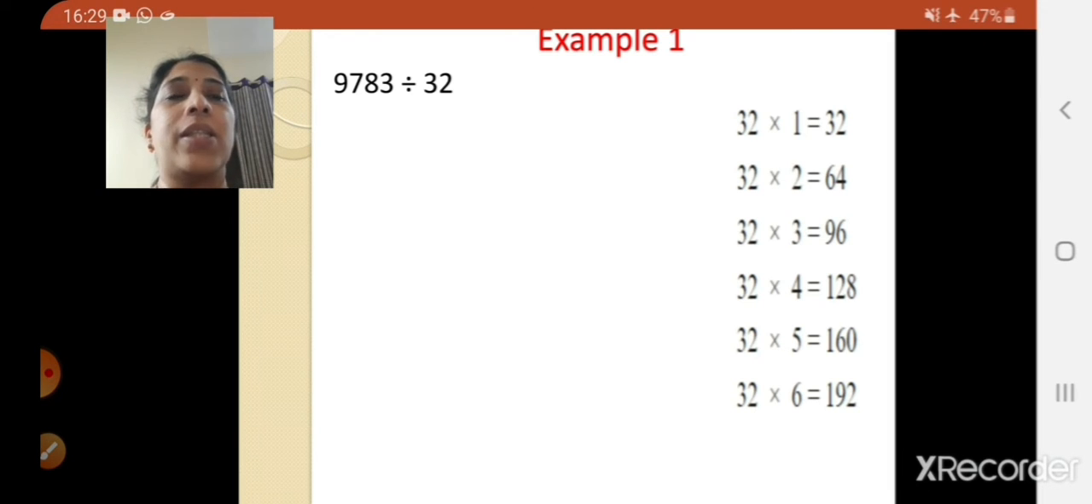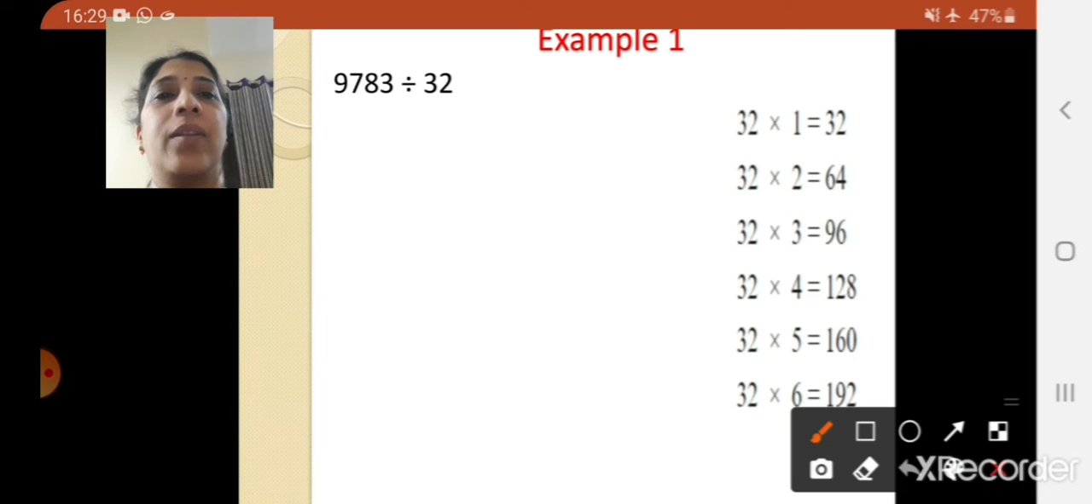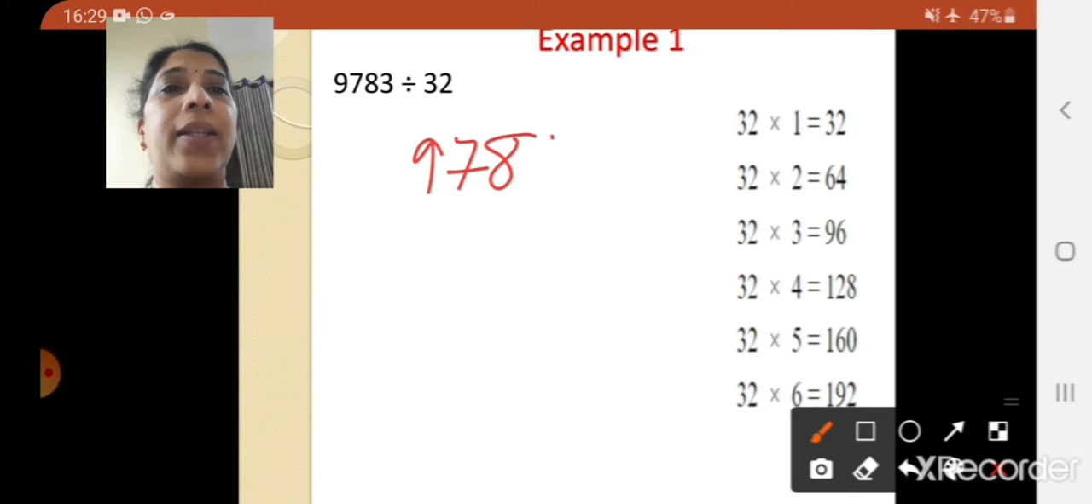So 32 ones are 32, 32 twos are 64, 32 threes are 96, 32 fours are 128, 32 fives are 160, and 32 sixes are 192. So now we'll carry out the division. So I'll write 9783 and then divided by 32, right?